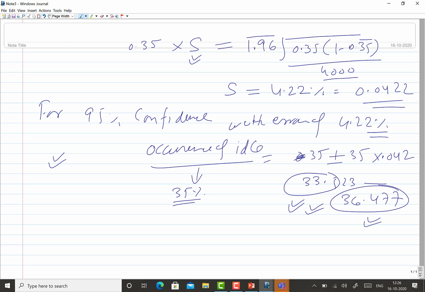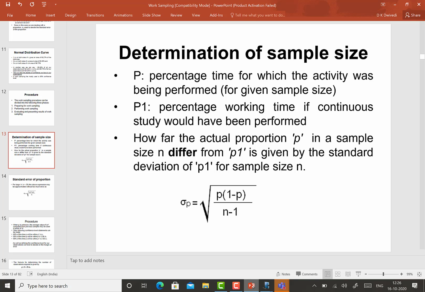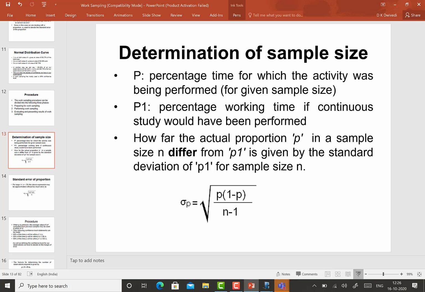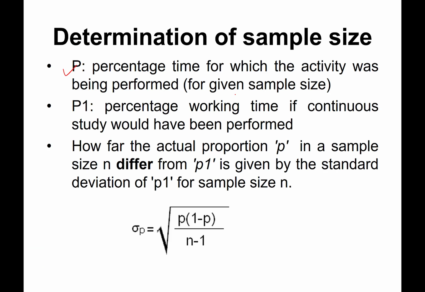This example was primarily to show how to determine the number of observations for the desired confidence level as well as the desired accuracy. So now I'll quickly show you what I have shown with the help of this example. P is the percentage of the time for which the activity was being performed for a given sample size, and P1 is the rundown, like we started from 0.25 and then it continued to increase. Whatever values are initially identified may not be representing the situation correctly, so the actual P may be different from the observations being made at any moment. That deviation is determined from this equation.